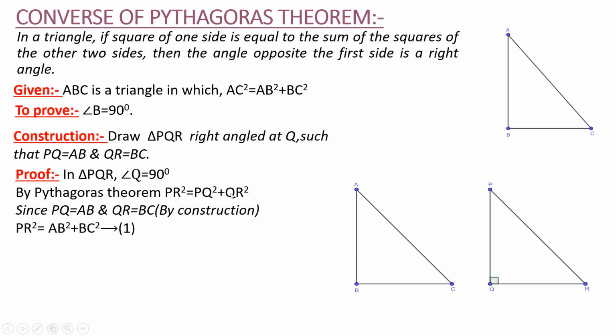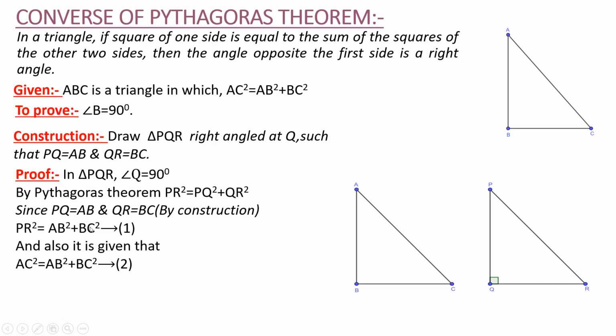Then the previous equation becomes PR square is equal to, in place of PQ we write AB square, plus in place of QR we write BC square. So PR square is equal to AB square plus BC square, and we call this equation number 1. But it is given that AC square is equal to AB square plus BC square.